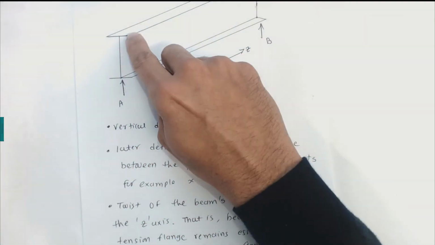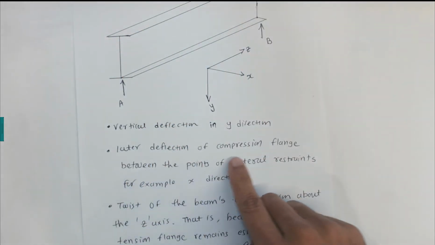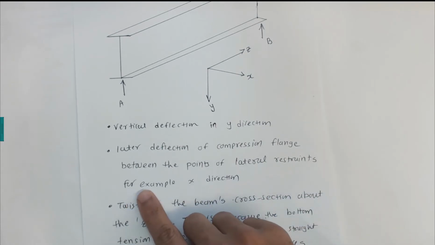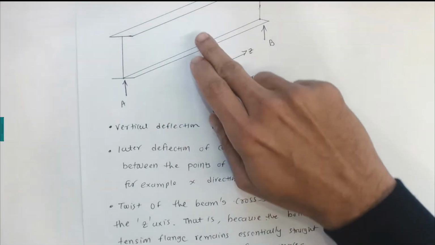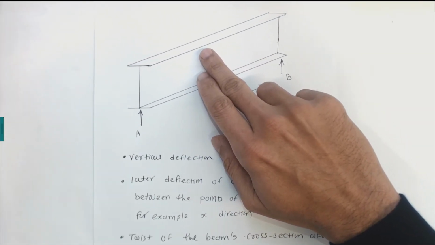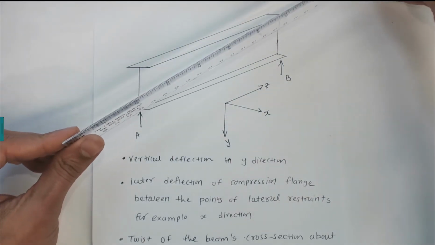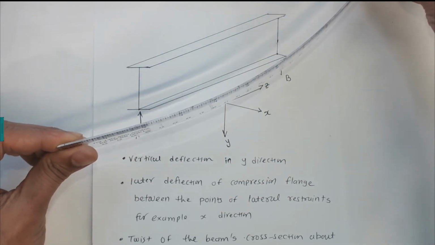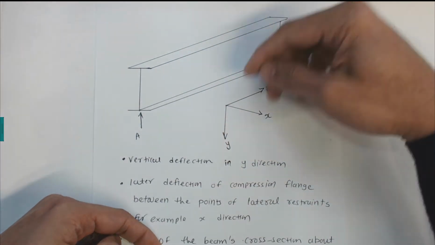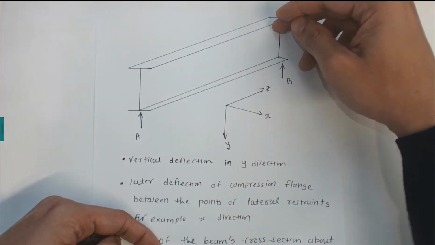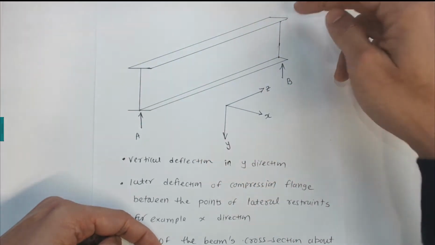Under this loading condition, this is the compression flange, this is the tension flange, and that is the web. Between the points of lateral restraint, for example in the x direction, this beam tries to deflect laterally. If I don't have any restraint in this direction, this steel beam, under this loading condition, tries to laterally come out. So you can have a displacement in the x direction, that is called lateral deflection. Vertical deflection in the y, lateral deflection in the x.